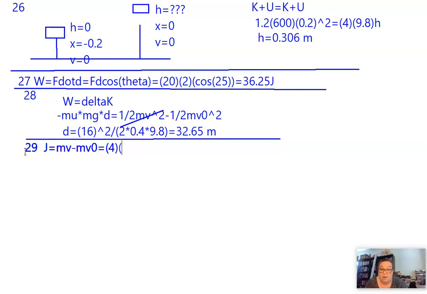The v final, because it rebounds, it's going to move back in the opposite direction, so I'm going to call that -3. And then minus the mass times the initial velocity, which is 5. And when I plug that into my calculator, 12 and 20 gives me 32. So the size of the impulse is 32 Newton seconds. So the answer is B.